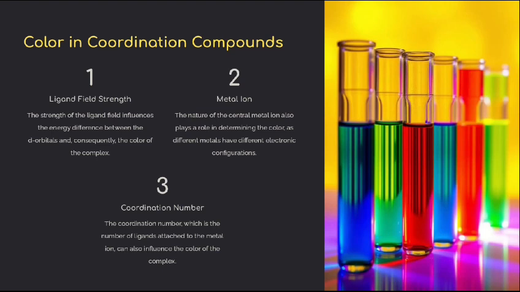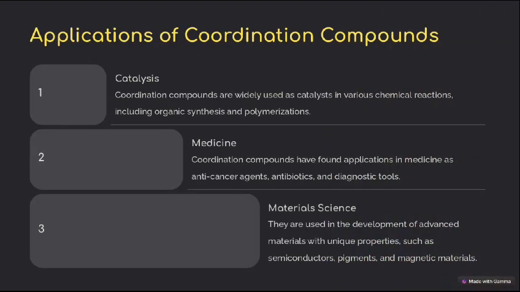Metal ion: the nature of the central metal ion also plays a role in determining the color, as different metals have different electronic configurations. Coordination number: the coordination number, which is the number of ligands attached to the metal ion, can also influence the color of the complex. Applications of coordination compounds.